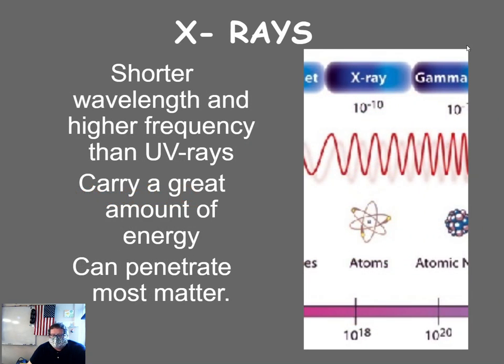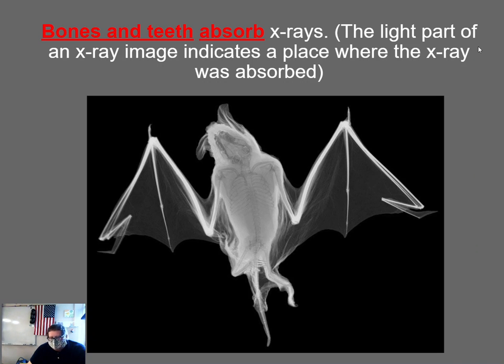Moving on, we have X-rays. Shorter wavelength, higher frequency. They carry more energy. They can penetrate more matter, right? And so X-rays are obviously used in taking X-rays. The reason why these work is because there's a film behind you. There are X-rays shot at the subject. In this case, it's a bat.